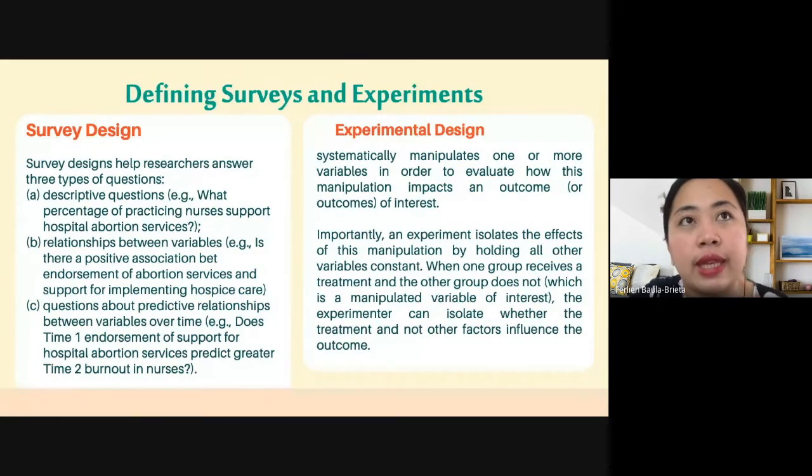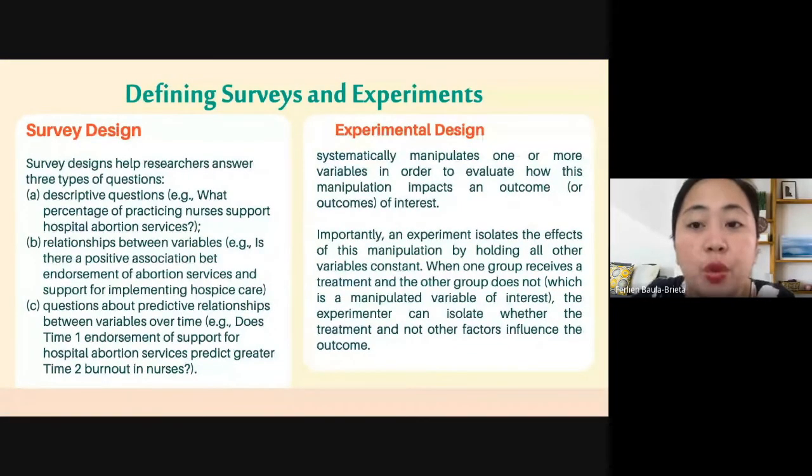So just like in our experimental design using animals, we will manipulate the dose, and then our animals will be the variable that should be uniform and constant. So when one group receives a treatment, the other group does not. So that is the manipulated variable of interest. The experimenter can isolate whether the treatment and not other factors influence the outcome.